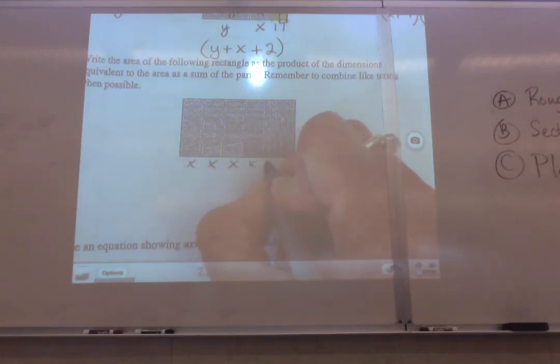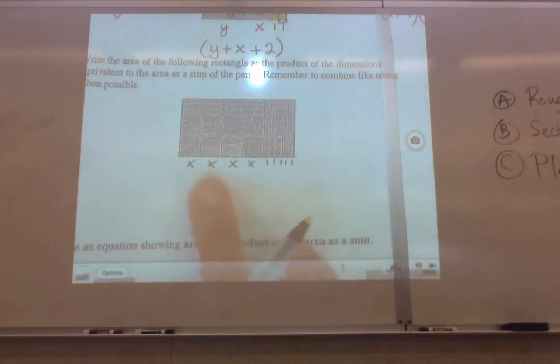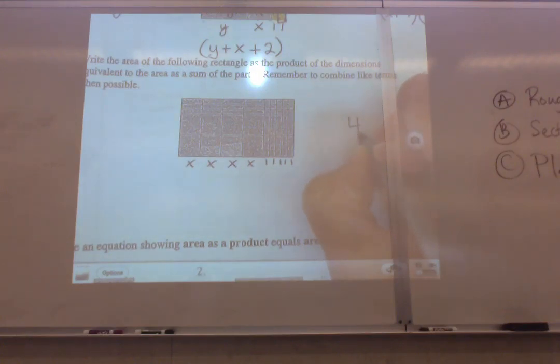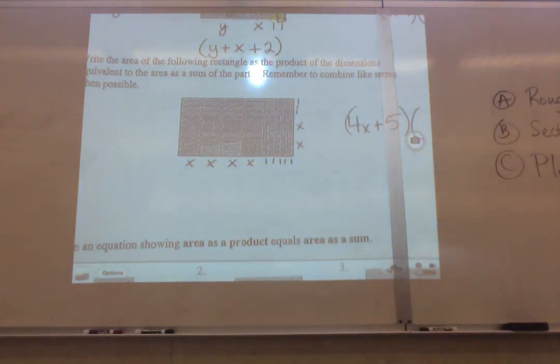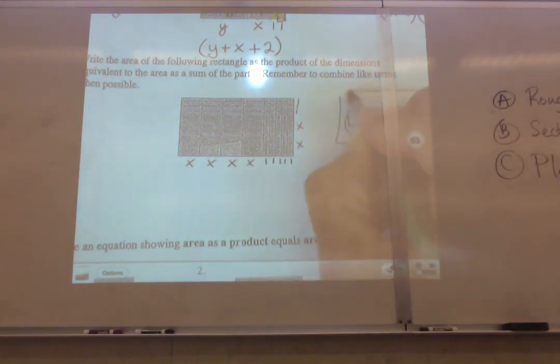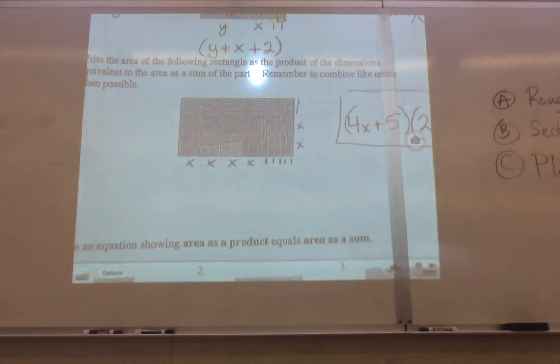X, 1, 1, 1, 1, 1. If I'm just looking at this side, how many x's, how many 1's? 4x plus 5. If I'm looking at this side, x, 1, 1, 1. How many x's, how many 1's? 2x plus 3. There's the area expressed as length times width, after I identify individual pieces and simplify.